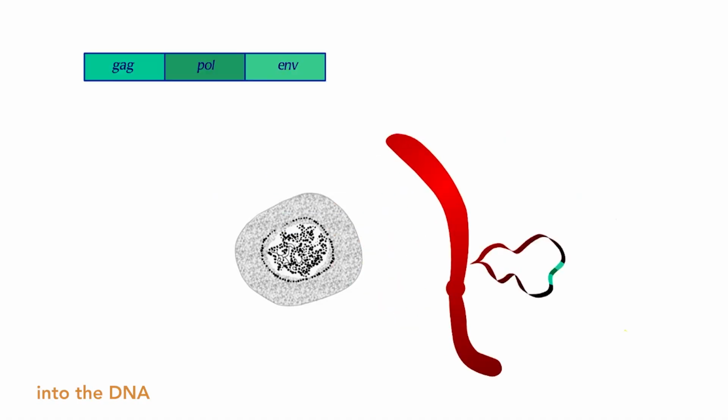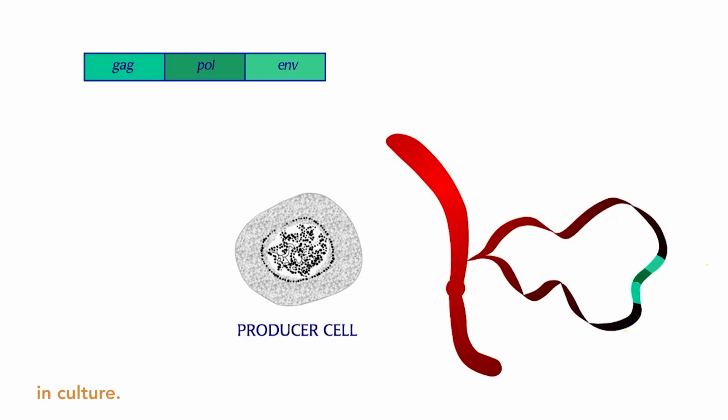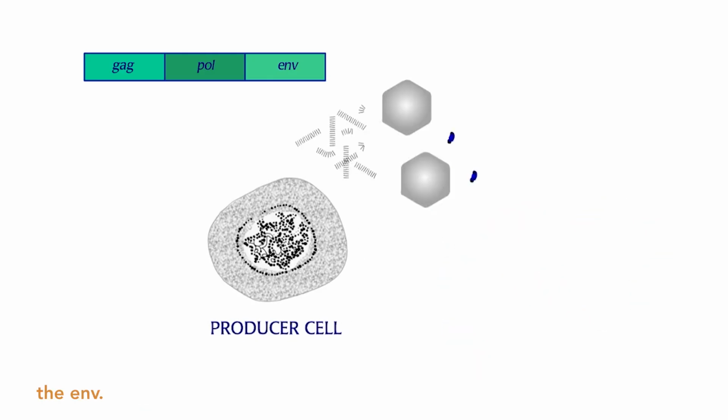Retroviruses can be used as vectors to deliver new genes to animal cells. First, scientists insert DNA with the GAG, POL, and ENV genes into the DNA of cells in culture. These cells are called producer cells because they produce the viral proteins GAG, POL, and ENV. However, they do not produce viruses because there are no LTRs.